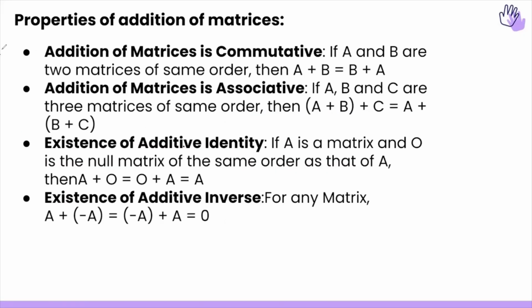Properties of addition of matrices. So addition of matrices is commutative. That is, if A and B are two matrices of the same order, then doing the operation A plus B is the same as doing the operation B plus A.